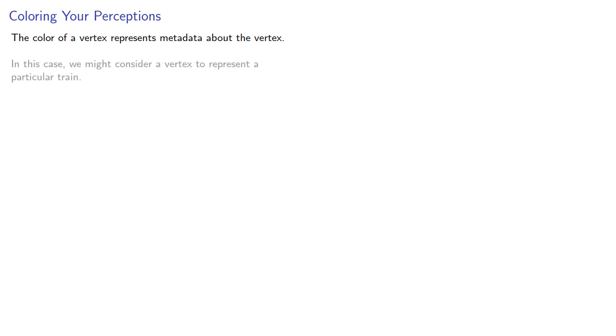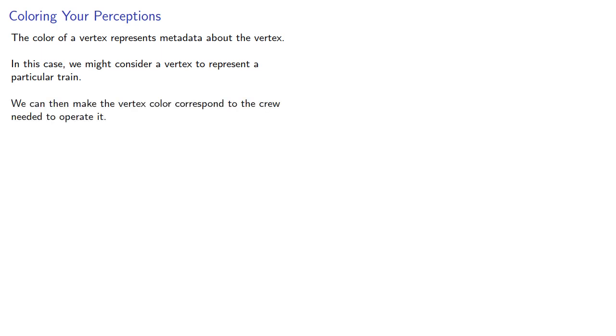So one way of looking at the coloring problem is that the color of a vertex represents metadata about the vertex itself. In this case, we might consider a vertex to represent a particular train. We can then make the vertex color correspond to the crew needed to operate it. And so the timetable problem is a graph coloring problem.